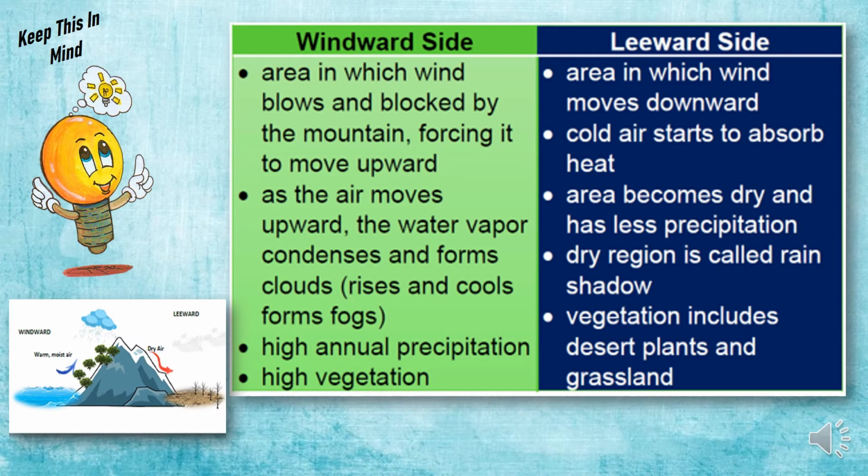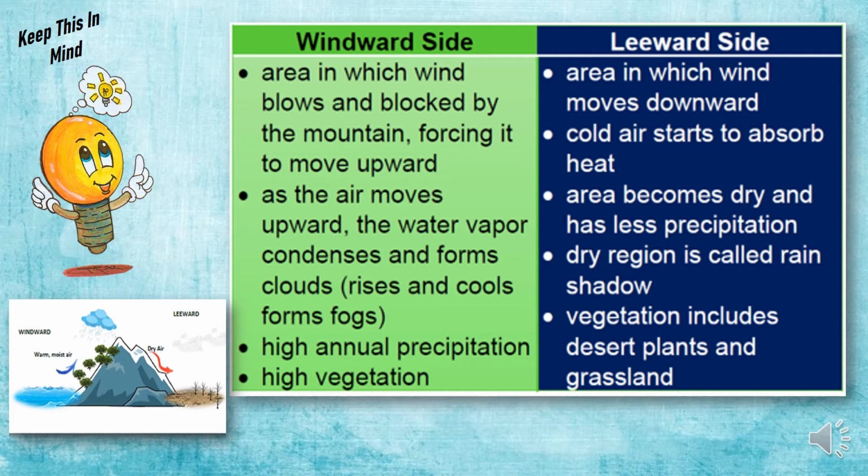The windward side of the mountain is an area in which the wind blows and is blocked by the mountain, forcing it to move upward. As the air moves upward, the water vapor condenses and forms clouds. There is high annual precipitation on the windward side of the mountain, thus there is high vegetation.